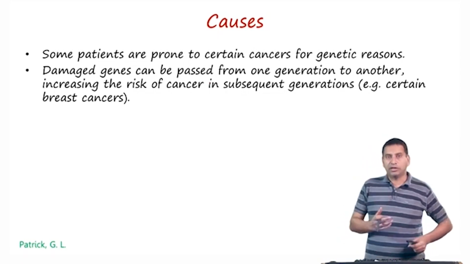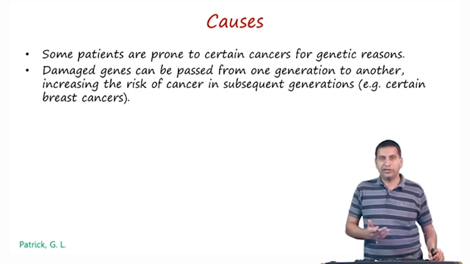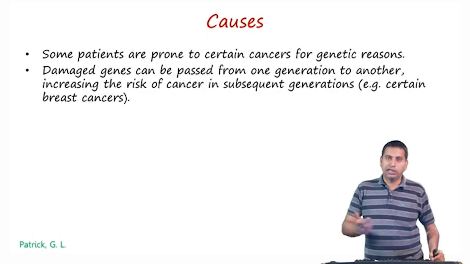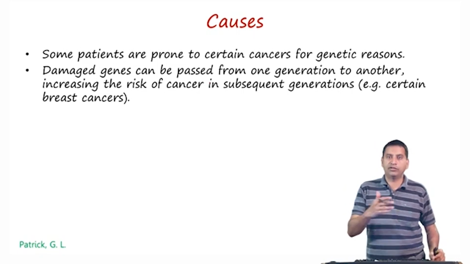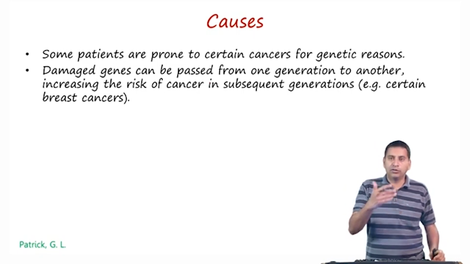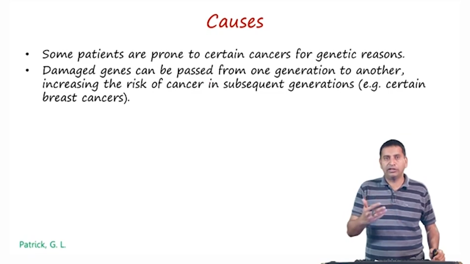Some patients are prone to certain cancers for genetic reasons. It is possible that certain damaged genes can be passed on from one generation to another. The most common example is in the case of breast cancers. The presence of these genes can lead to an increased risk of development of cancers in subsequent generations.